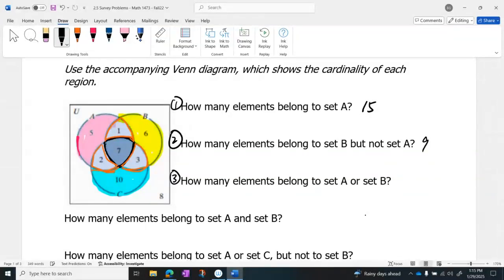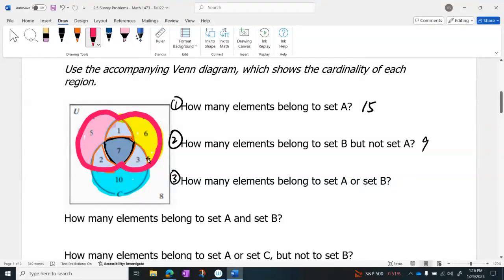Third part is asking how many elements belong to A or B. Okay, we learned the set operations last time. We understand or here is inclusive or, right? A or B represents the union of the two sets, A or B. Let me trace the boundary of the region that represents A or B. A or B. Right? Okay, just count it.